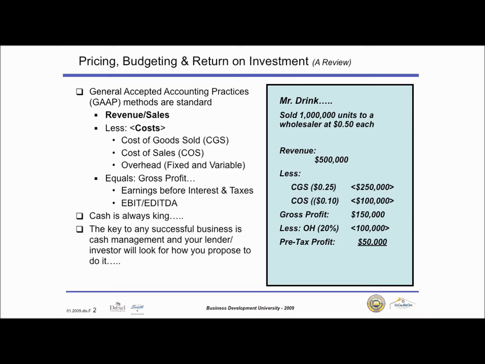First of all, financial statements are always in the form of generally accepted accounting principles. That's GAAP. Basically, what GAAP is about is explaining the numbers and summarizing the numbers of a business in a way so that there's universal understanding.